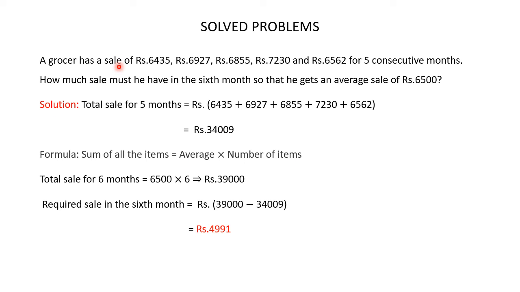A grocer has a sale of rupees 6,435, rupees 6,927, rupees 6,855, rupees 7,230, and rupees 6,562 for 5 consecutive months. How much sale must he have in the sixth month so that he gets an average sale of 6,500?